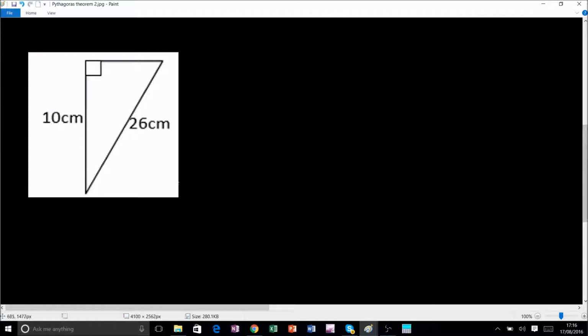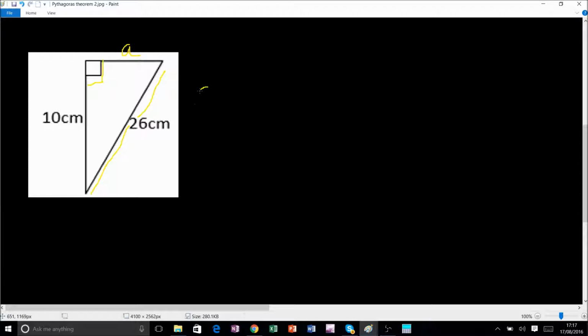Now we're going to look at one more example down here. We've got our hypotenuse, which is 26 centimeters. The longest side is 26 centimeters. And you always know the hypotenuse is always opposite of the right angle. You've got the right angle there, and opposite of the right angle is the hypotenuse. Anyway, we're trying to look for A, which is this side here.